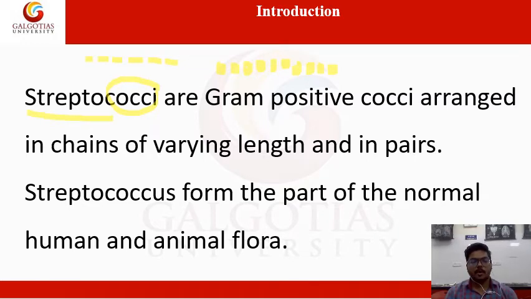Streptococci form part of the normal human and animal flora. It means these are bacteria present in our body which are either beneficial or non-harmful for our body.